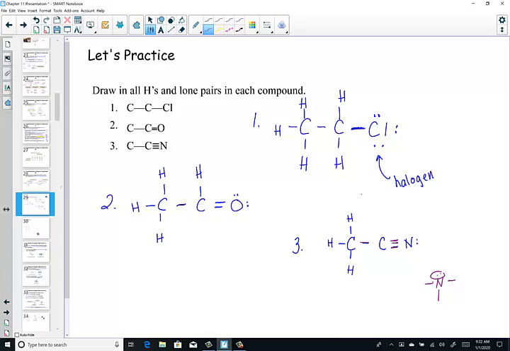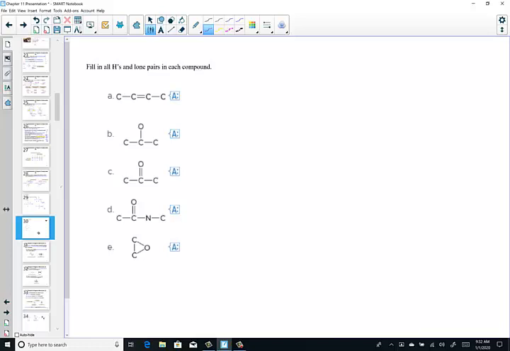There's more to practice. Flipping to page four, pause the video. Do the exact same thing as additional practice. Start the video when ready, and we'll check our work together. All right, welcome back. Let's check.